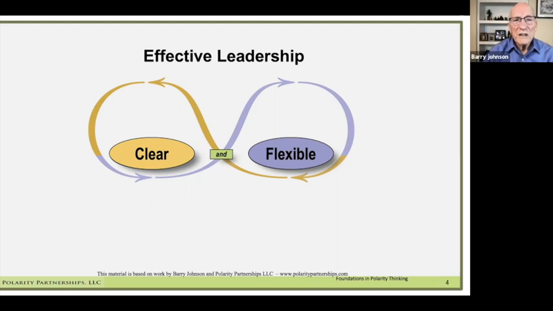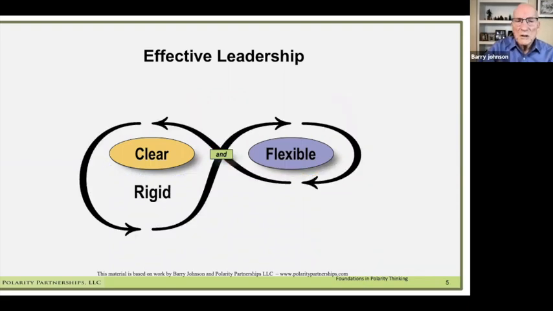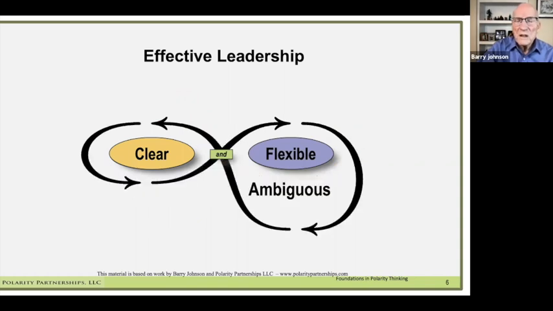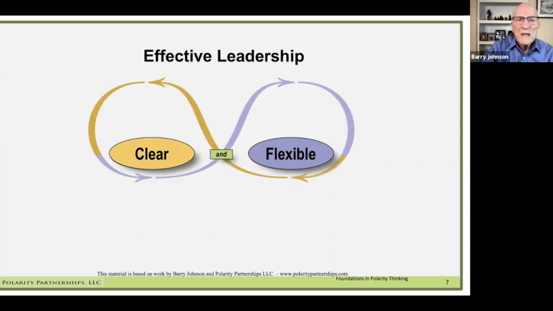I'd like you to just think of a leader that you have some respect for. He or she or they are very good leaders from your perception. My guess is that one of the leadership polarities that they will be pretty good at, that makes them a good leader, is that they're able to be both clear and flexible. Because if they were clear without being flexible, they would end up being experienced as rigid. If they were flexible without being clear, they'd be seen as ambiguous. So somehow they've managed to get the benefits of clarity and the benefits of flexibility.